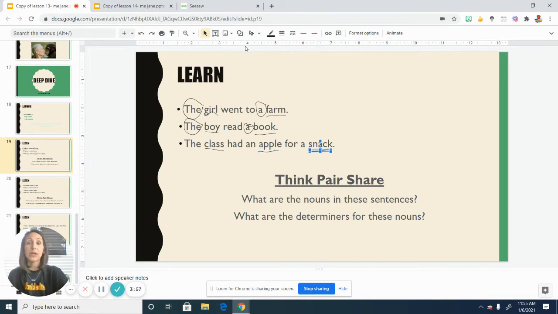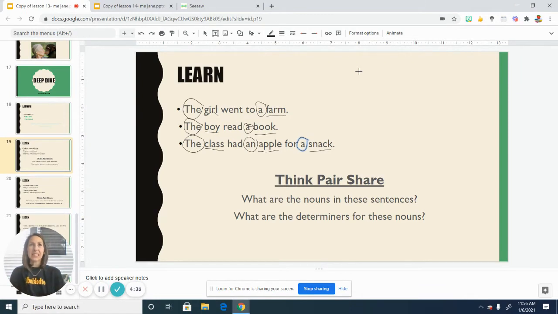So let's look for the articles before these nouns. Yeah, very good. The class, an apple. So an is the article before apple. And last, a snack. So there are actually three articles, and they're all in these sentences. Can you figure out what the three articles are? Yeah, the, a, and an.